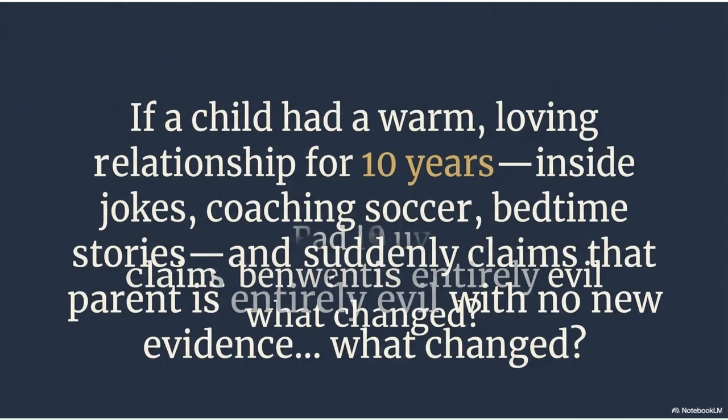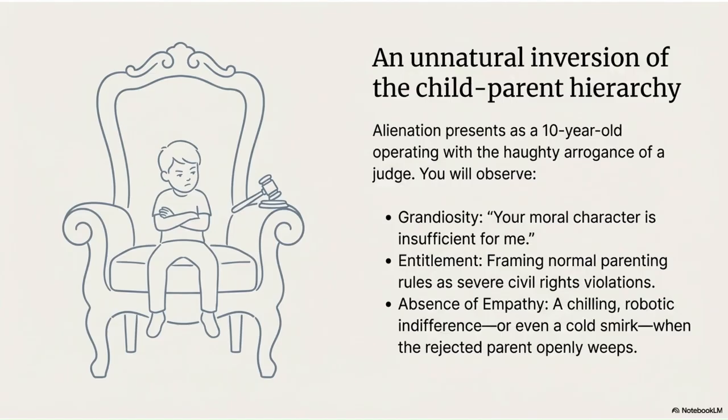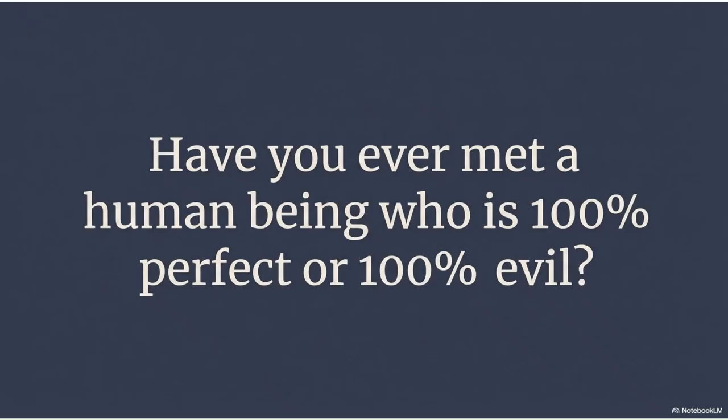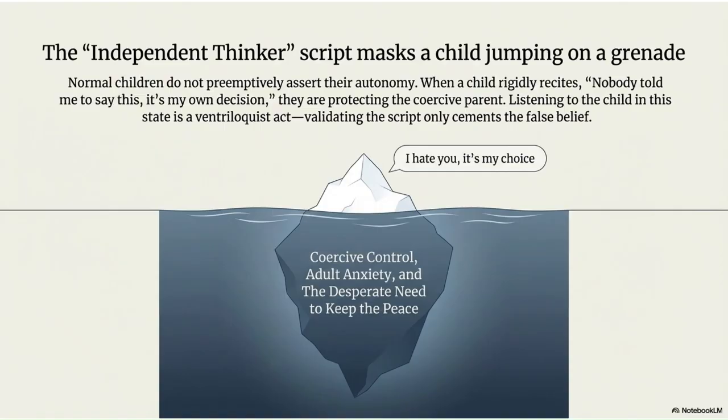That's why you see that chilling lack of empathy if you cry in front of them, or that haughty arrogance. They'll often robotically recite the independent thinker script. You'll hear an 8-year-old using adult vocabulary they clearly didn't invent, saying things like, nobody tells me what to think, this is my own choice. They're desperately jumping on a grenade. On a grenade to shield the alienating parent, yes. Because they genuinely believe that grenade is the only safe place to be.